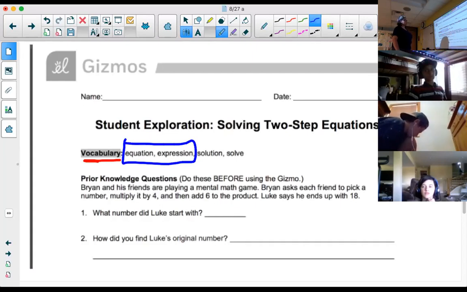The Zoom. So somebody, maybe I'm going to randomly pick somebody. What do you think an equation has that an expression does not have? Somebody unmute themselves and give me an answer.